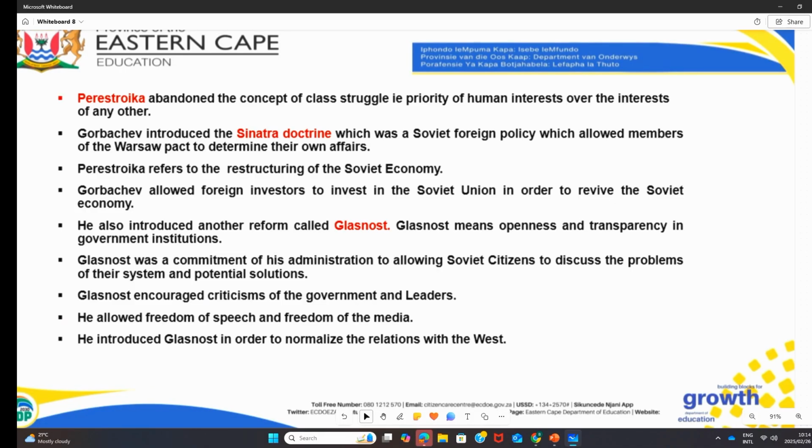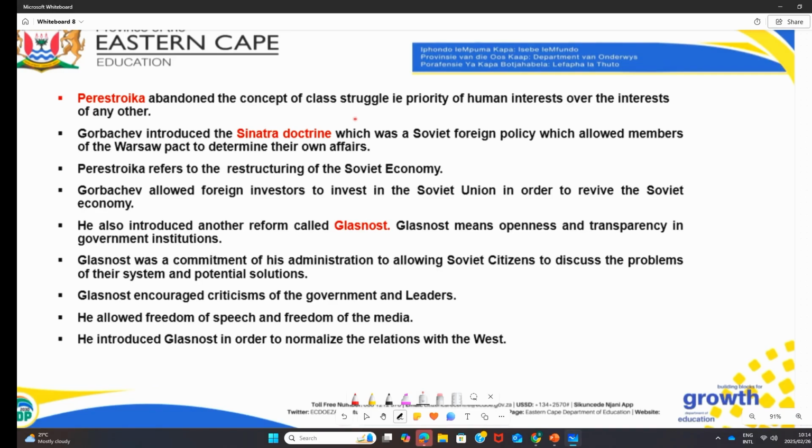Perestroika abandoned the concept of class struggle. Class struggle is very important. As history learners, you must be familiar with the term. Class struggle means priority of class interest over the interest of any other. This was abandoned. Before he came to power, class struggle was the most important thing in Russia.